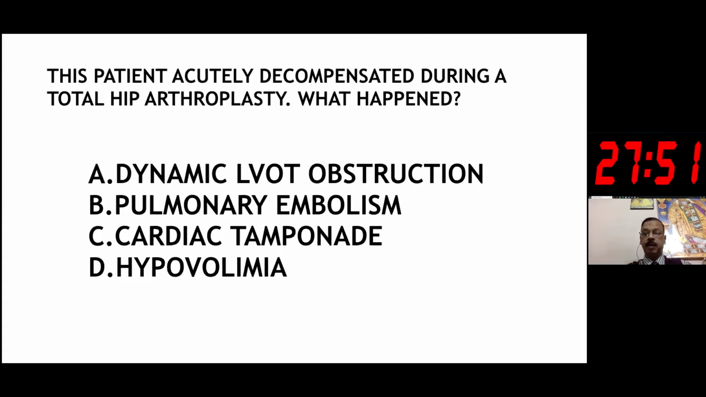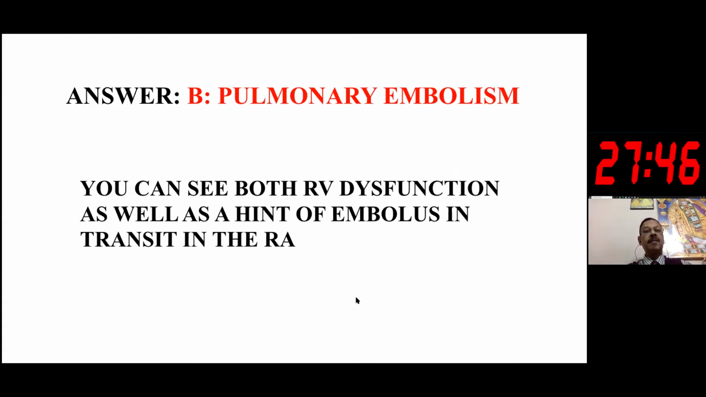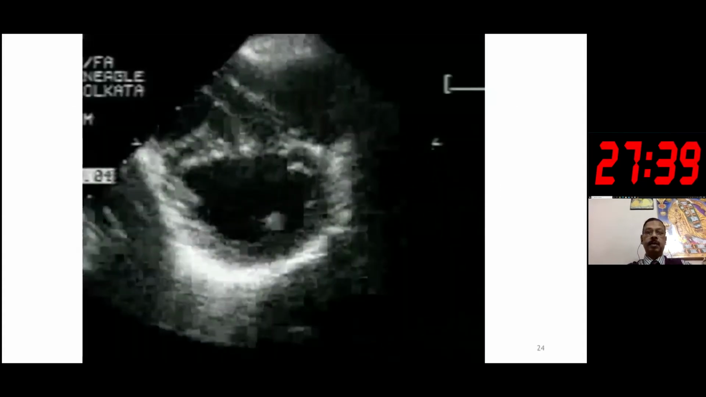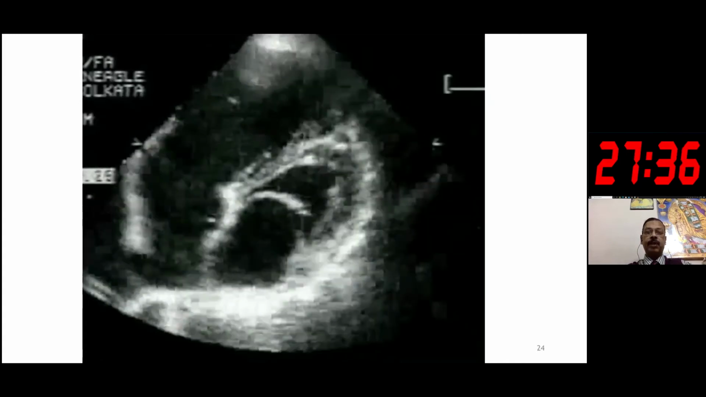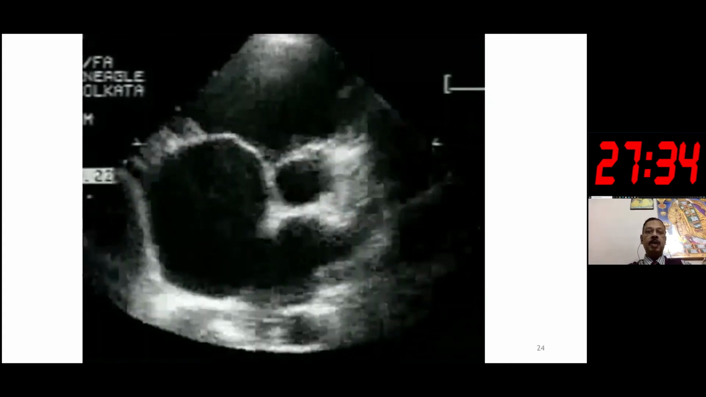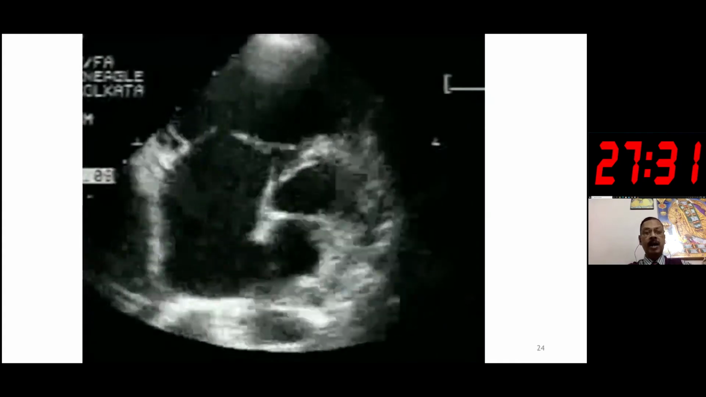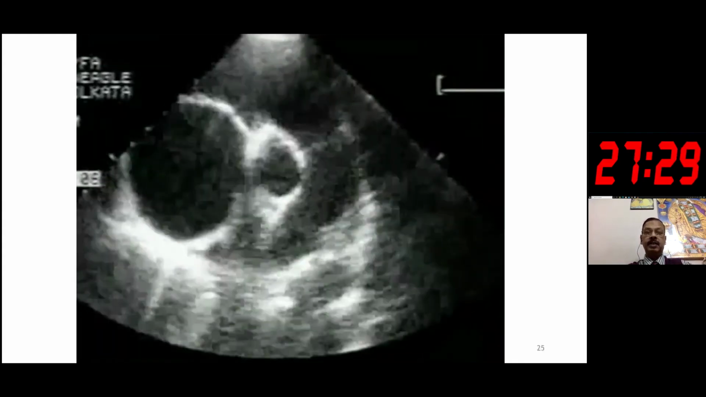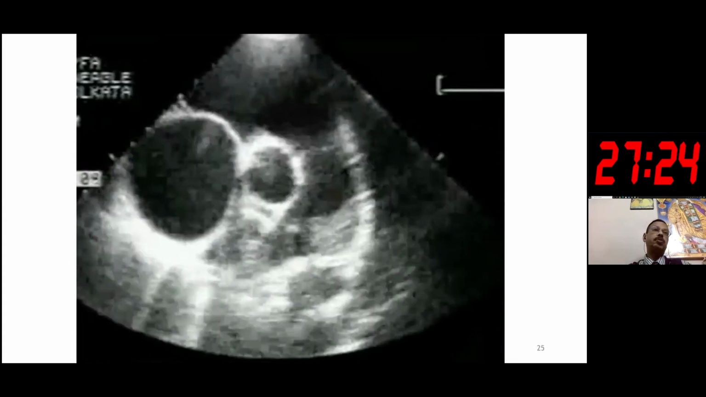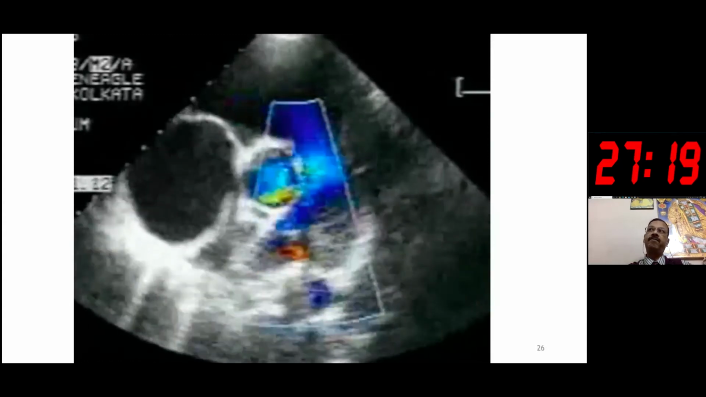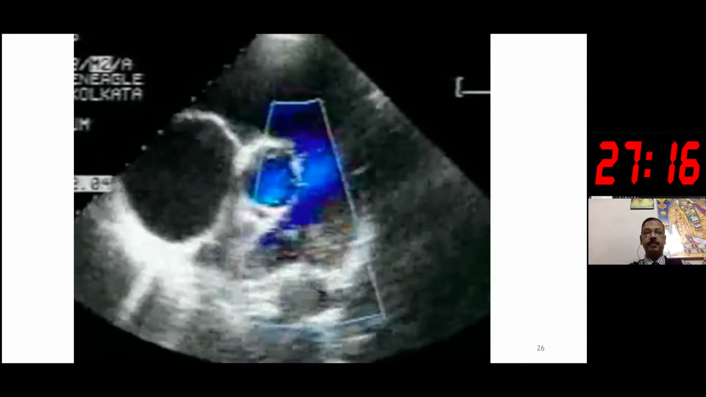This is fairly simple. You can see both RV dysfunction as well as a hint of embolus in transit in the IRA. So it's a case of pulmonary embolism. You can see there is a large RV and the RA with a hypokinetic RV, and you can see the thrombus sitting even in the left branch of the pulmonary artery. So it's a major pulmonary embolism. You can see there is hardly any flow to the left pulmonary artery.